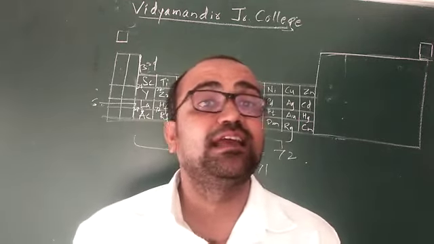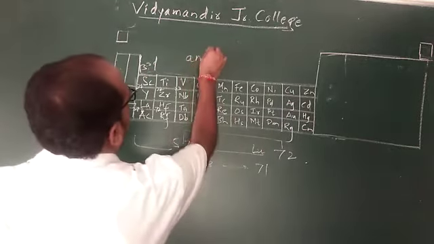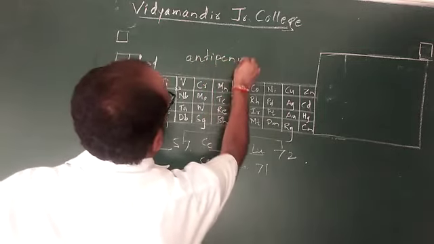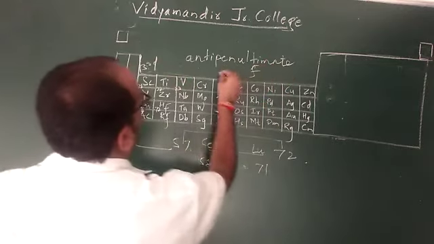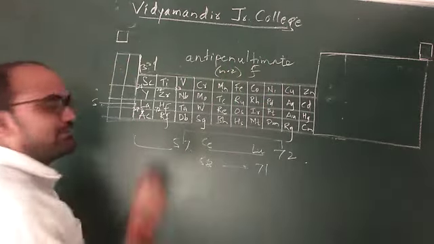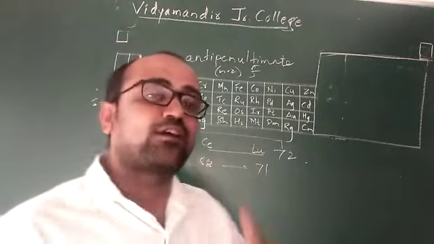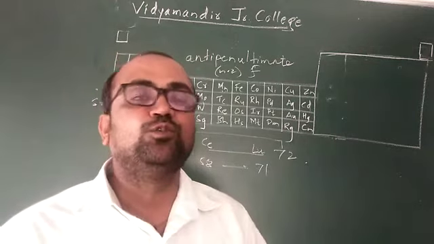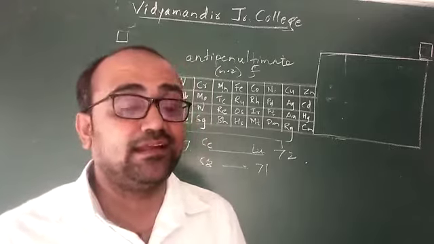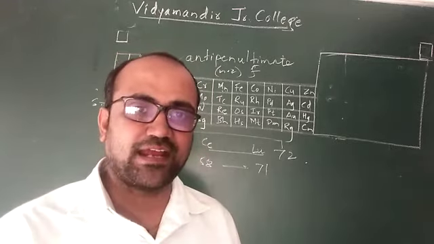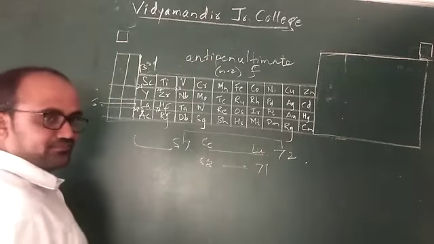What do we call it? Anti-penultimate shell. The last electron is filled in the n-2 orbital. Those are called F block elements. Two transition series are there, first inner transition series and second inner transition series. So here you have got the details of this.